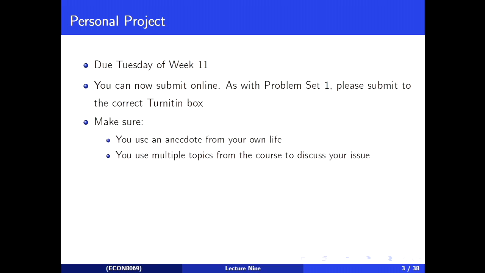Just a few quick notes on the personal project. This applies particularly for those who are doing the micro version. Just as a show of hands, there's two versions, the microeconomic version and the macroeconomic version. Who's doing the microeconomic version? Who's doing the macroeconomic version? Couple. Who hasn't looked at the assignment yet?